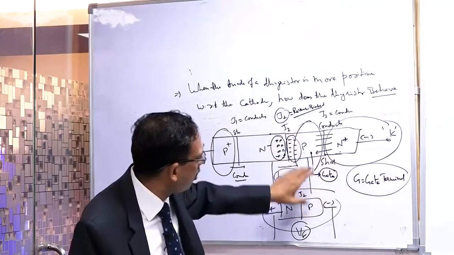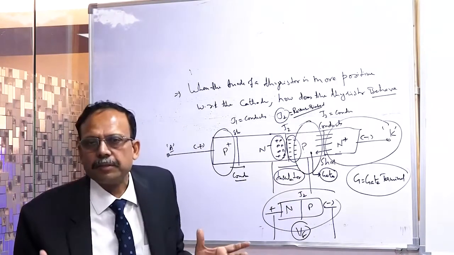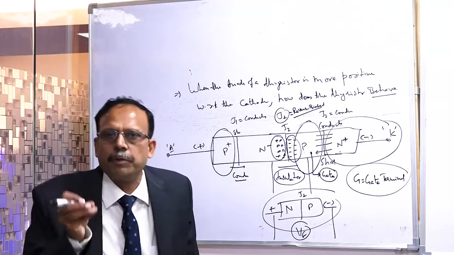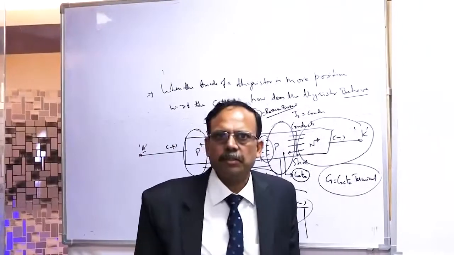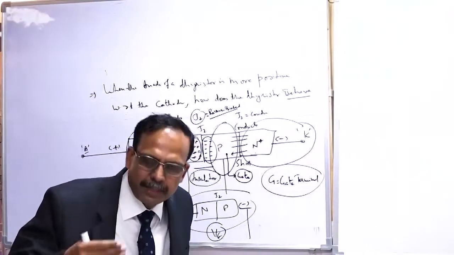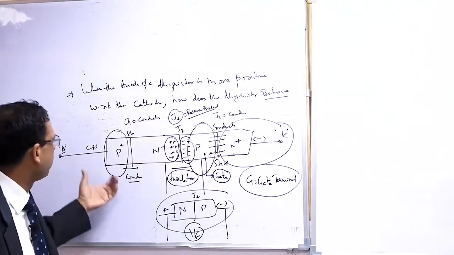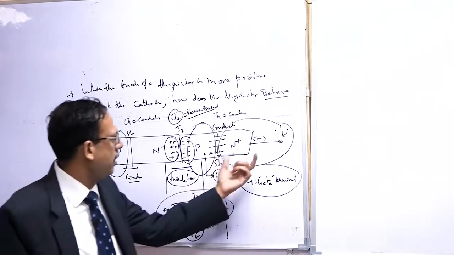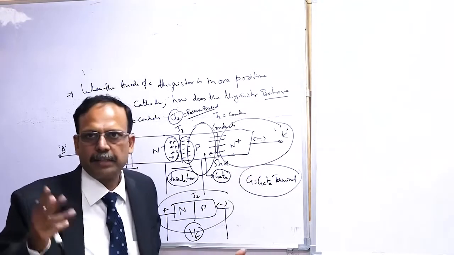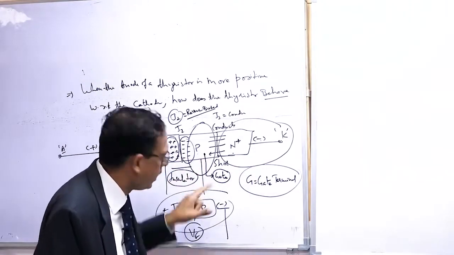What is this called? P is called what? Where the gate terminal is put. This is the real knowledge I want to give you. You can very easily say, sir, anode is connected, so this is a P. This you say is the cathode. What is this P? Where the gate is connected.